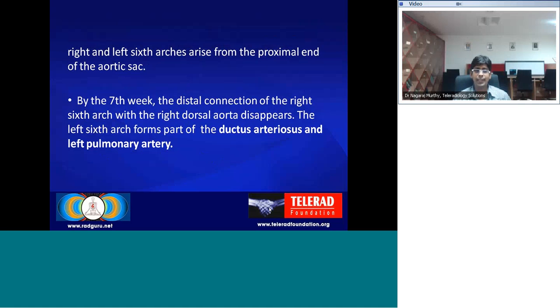Right and left 6th arches arise from the proximal end of the aortic sac. By the 7th week, the distal connection of the right 6th arch with the right dorsal aorta disappears and forms part of the pulmonary artery. The left 6th arch forms part of the ductus arteriosus and left pulmonary artery.